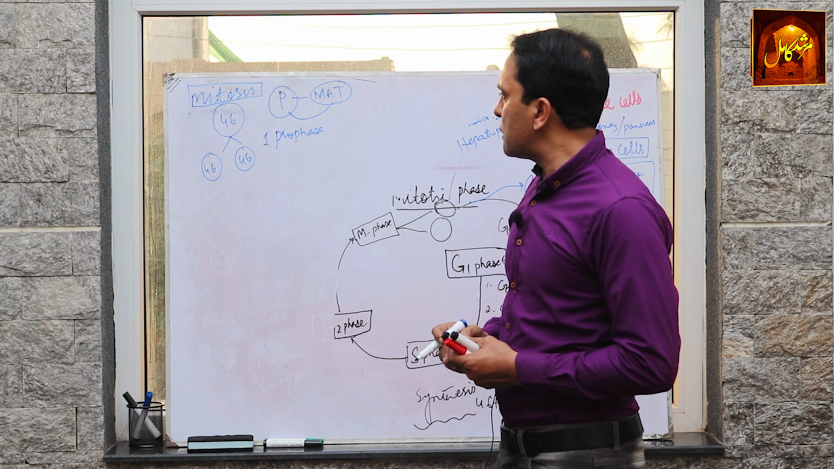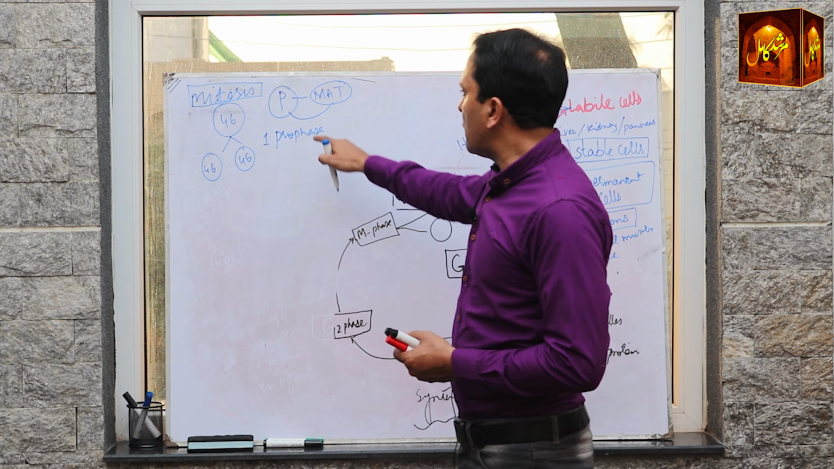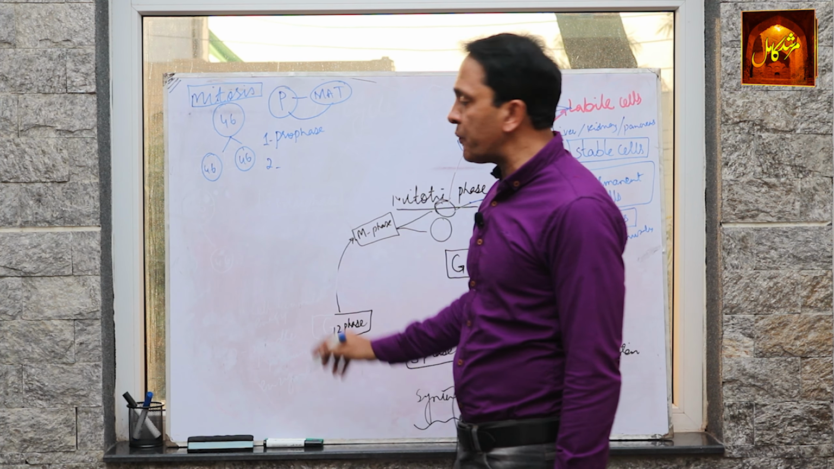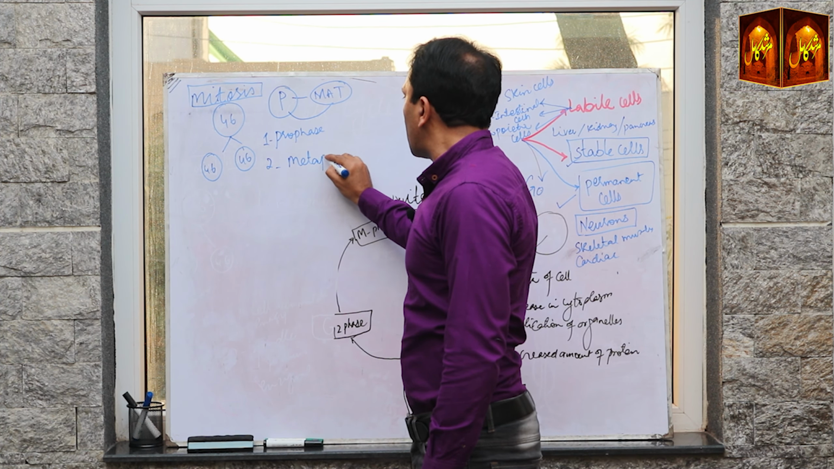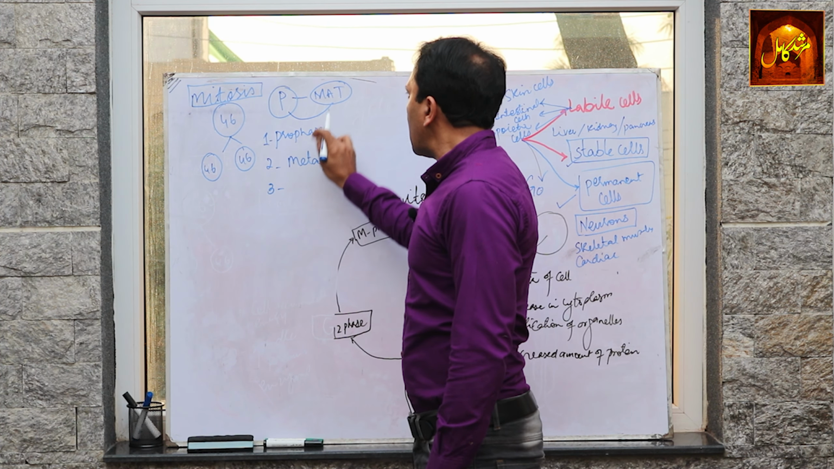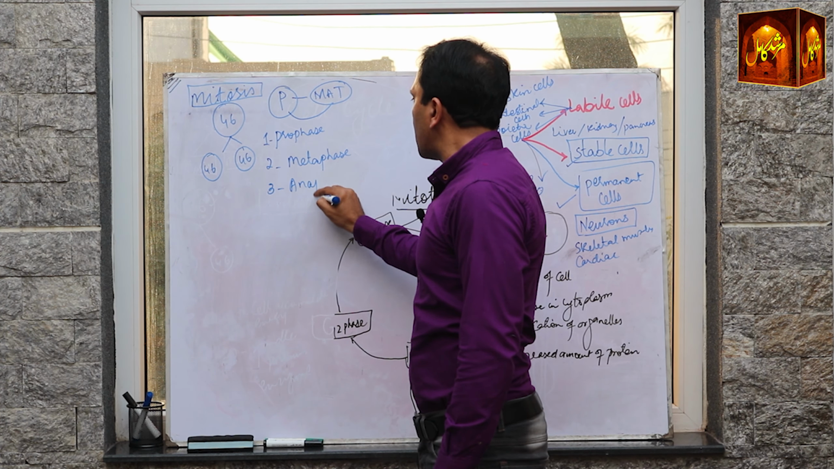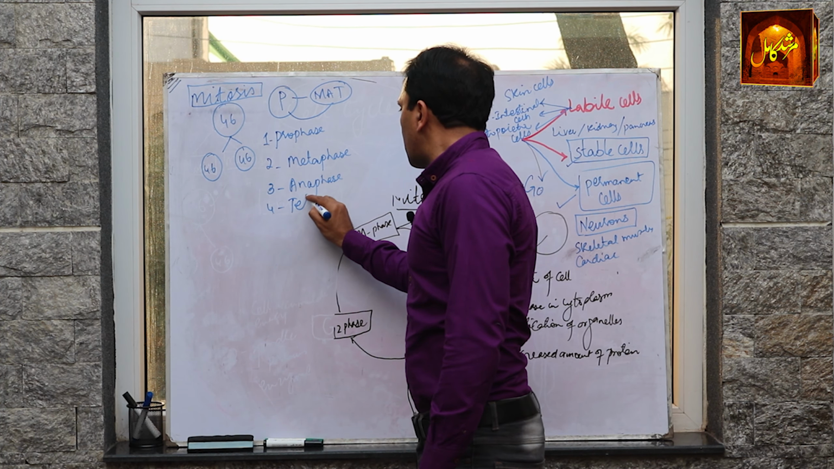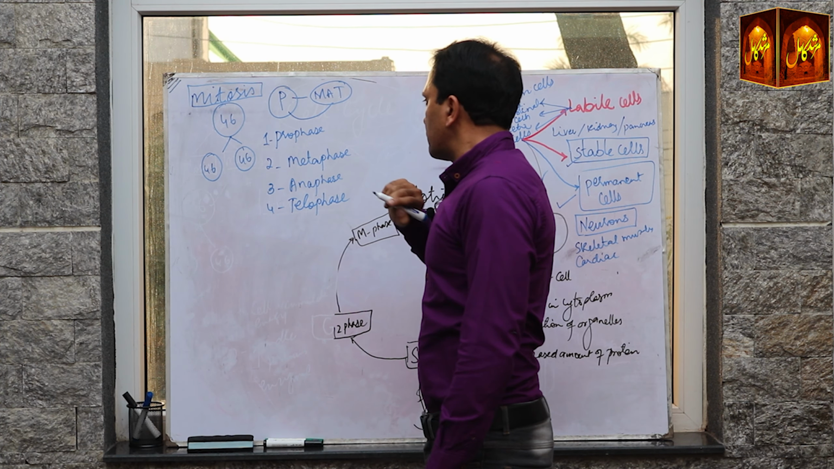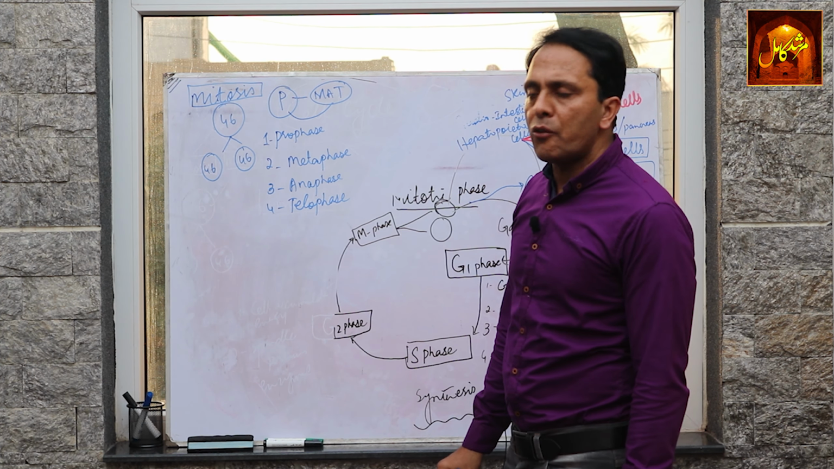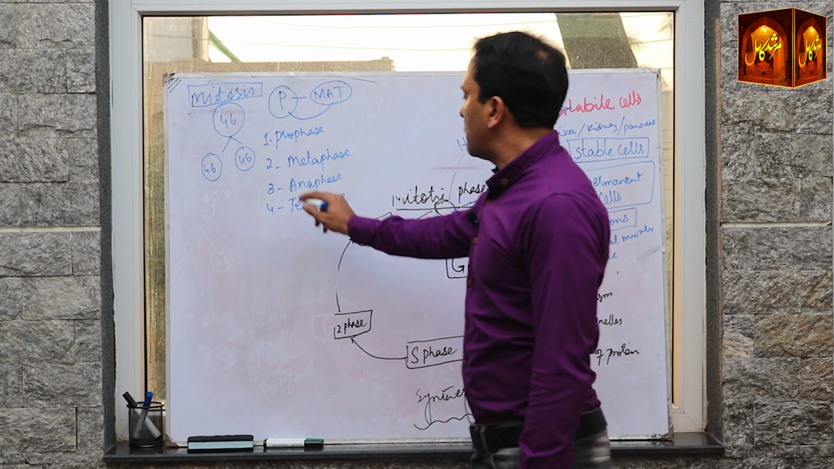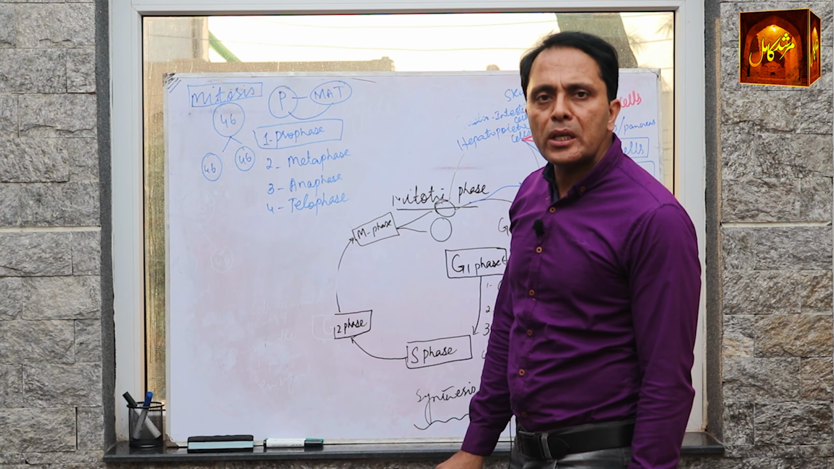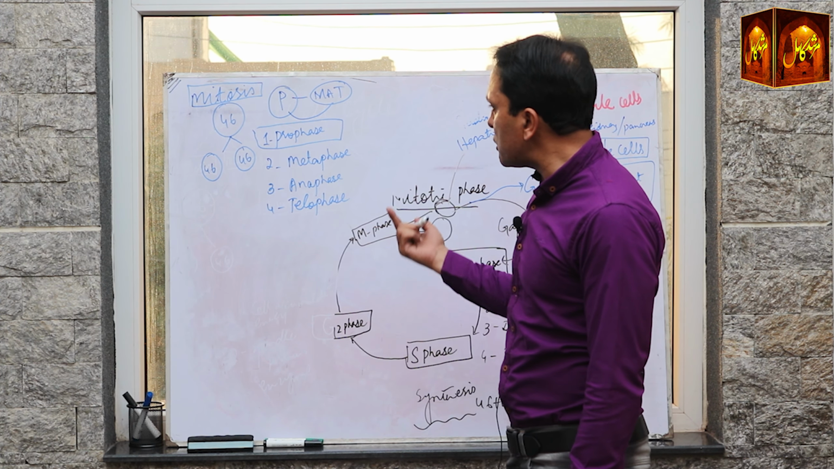There are 4 phases of mitosis, namely P for prophase, M for metaphase, A for anaphase, and the 4th is telophase. These are the 4 different phases of mitosis. First, we start with prophase and discuss the changes which take place during this process of prophase.